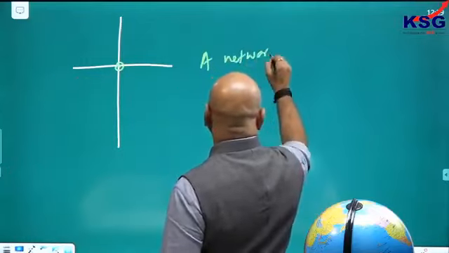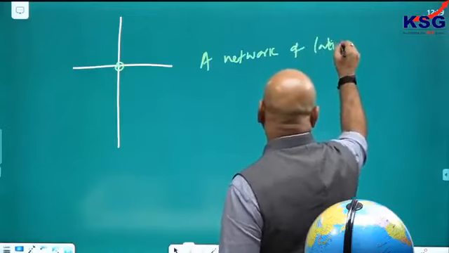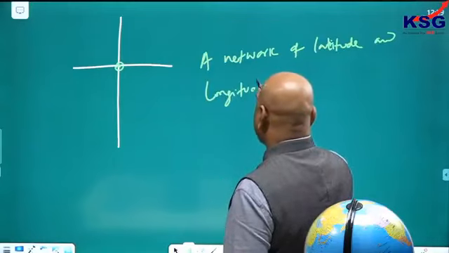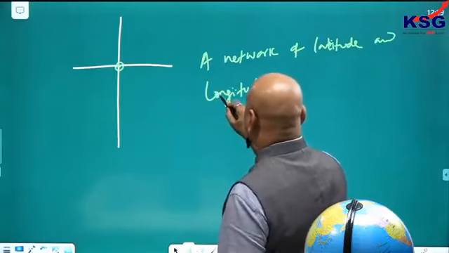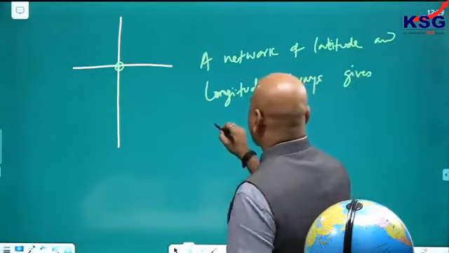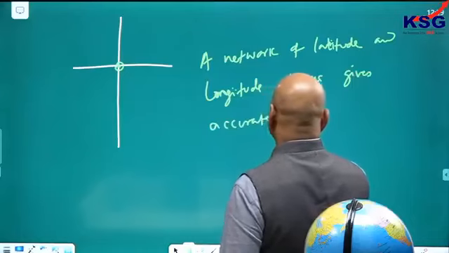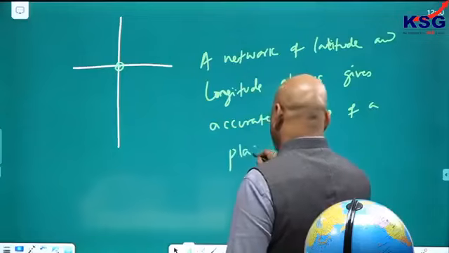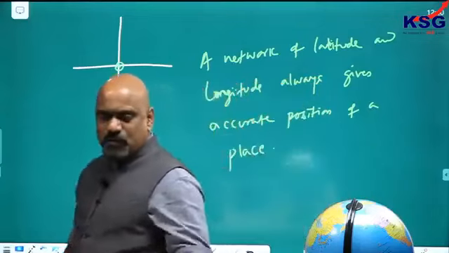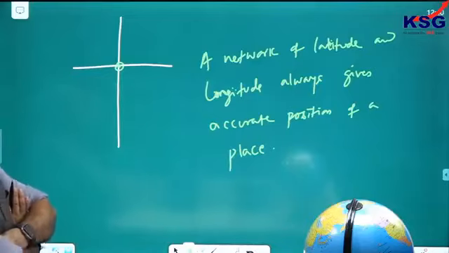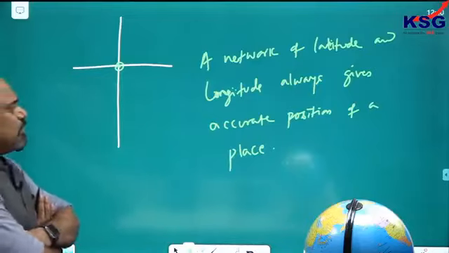A network of latitude and longitude always gives the accurate position of a place because it is based on geo-coordinates. So what will happen? A network of latitude and longitude always gives the accurate position of a place.